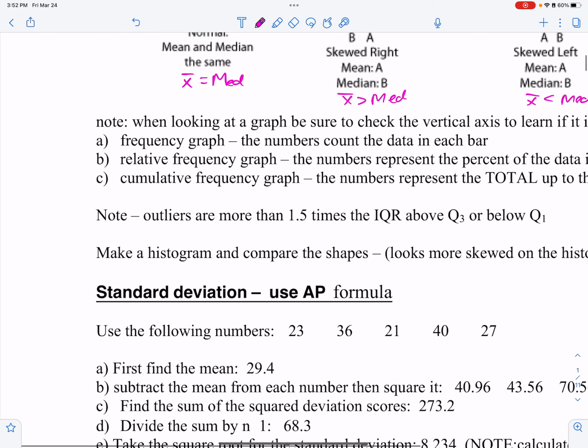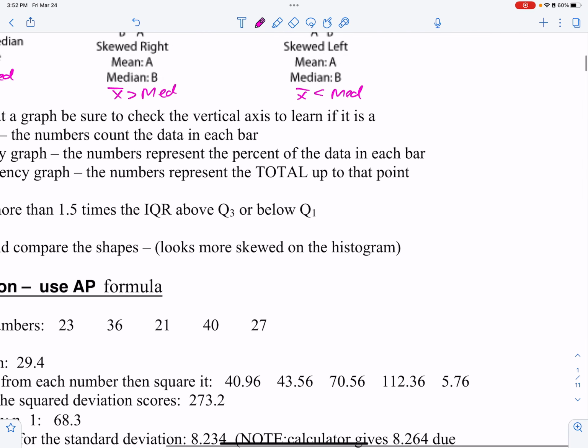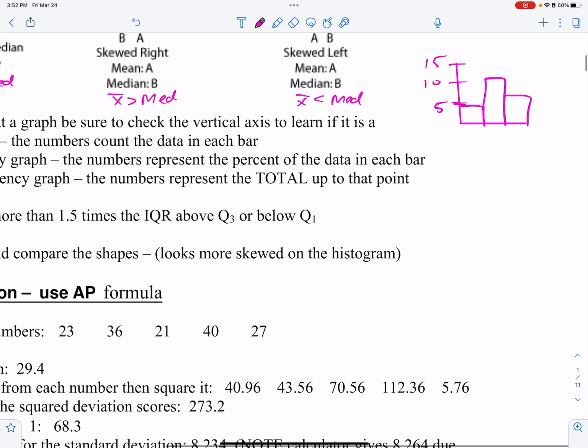All right, let's look at these different graphs. First of all, let's draw a frequency graph. A frequency graph is kind of like all the histograms we've seen so far. This is like, let's say 5, 10, 15. That's a frequency graph, so that's A.